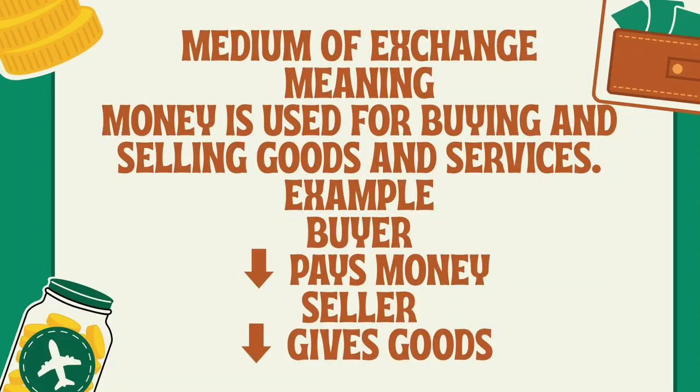Now, here's a question for you. Imagine you walk into a bookstore with 500 rupees. Can you buy any book priced at 500 rupees? Yes. Why? Because the shopkeeper does not care whether you are a student, teacher, or an engineer. The shopkeeper accepts the money because money is generally accepted by everyone. And that's why this is called the primary function of money.